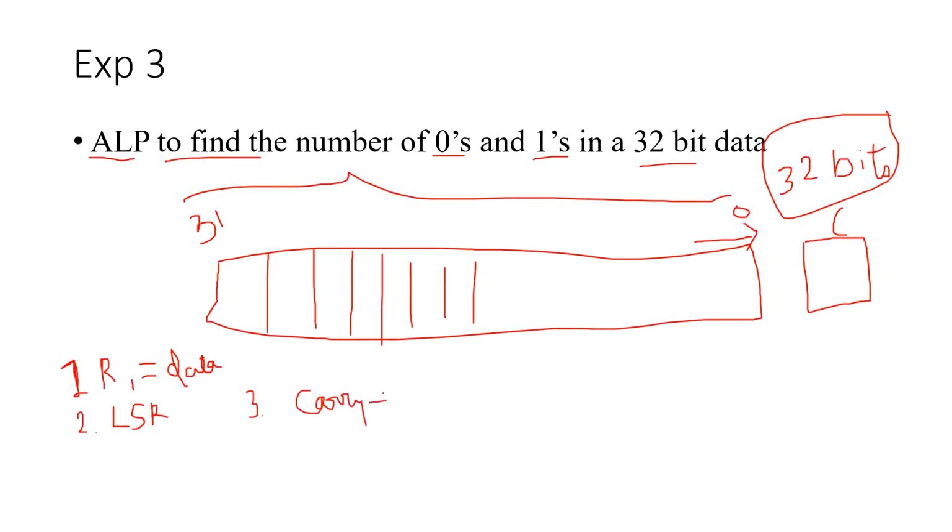Next, if the carry is 0, that means the particular bit is 0. If the carry is 1, then the particular LSB is 1. Like this, we are supposed to do it how many times? We are supposed to do it 31 times. So we are supposed to keep a counter of 31, which is nothing but 1F. So this 1F is a counter.